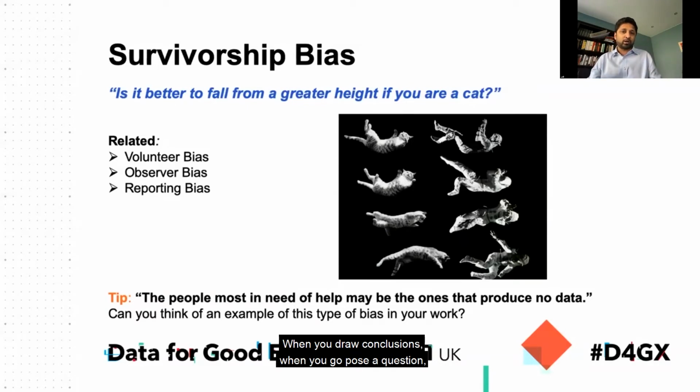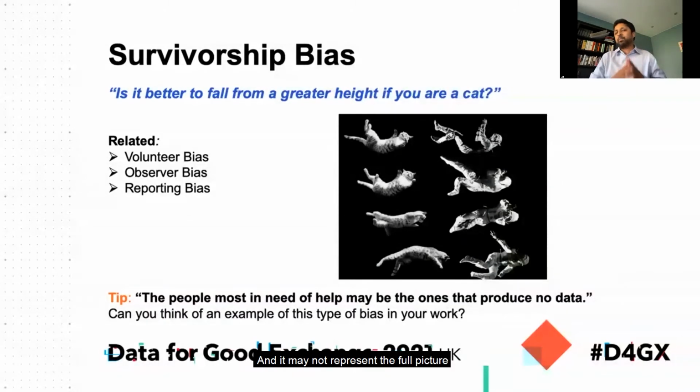Now, we all instinctively know that, but it's important to rigorously and methodically correct for it when you draw conclusions. When you go pose a question, people don't respond equally. Some of the most motivated people who respond may have their own reasons for being motivated, and it may not represent the full picture around who has problems or who has issues. So that's volunteer bias for you.